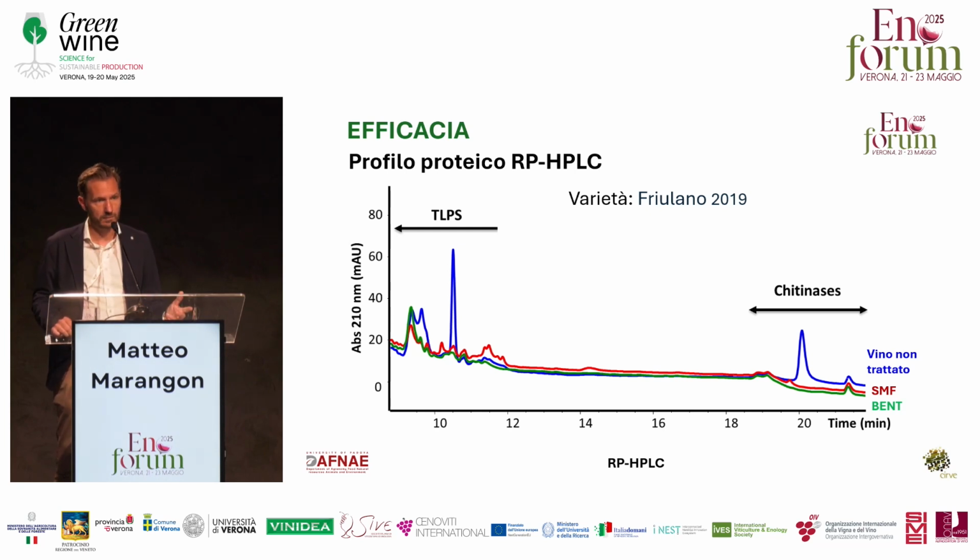Then treated with SMF or with bentonite. The former is in red, the latter in green. You see that peaks, the treatment is much lower, and the protein, therefore, instability is lowered, and we can calibrate with a standard protein and calculate that.